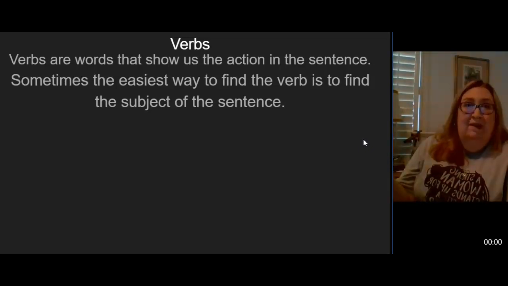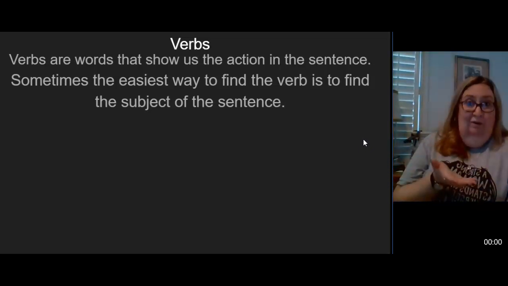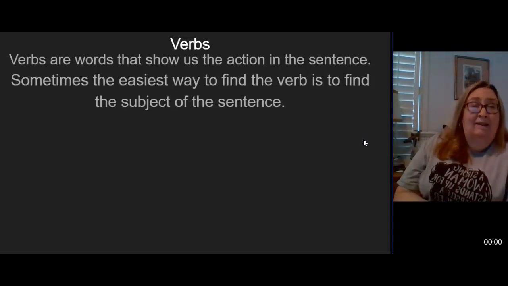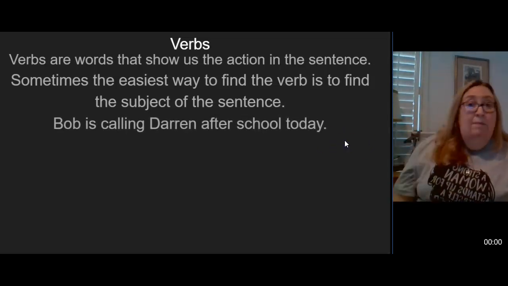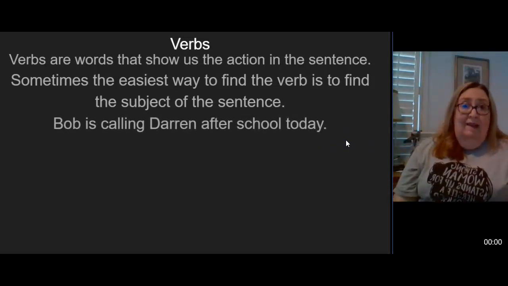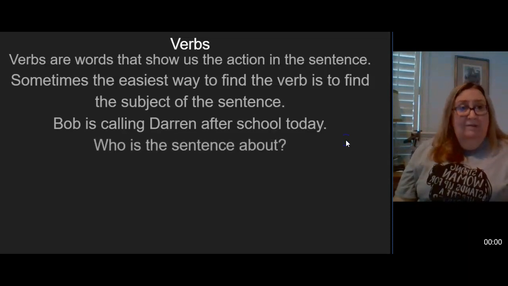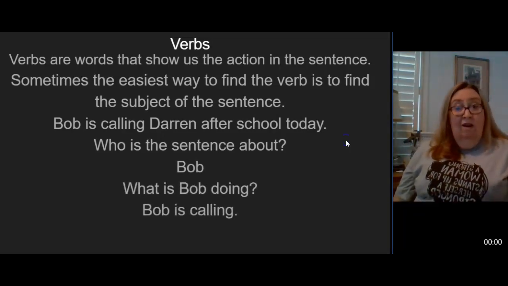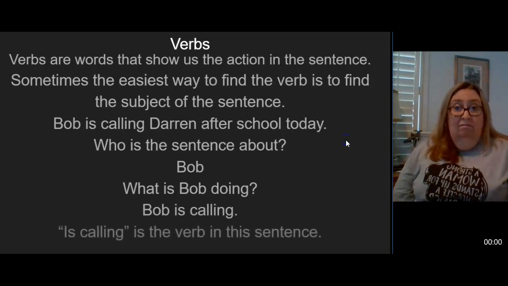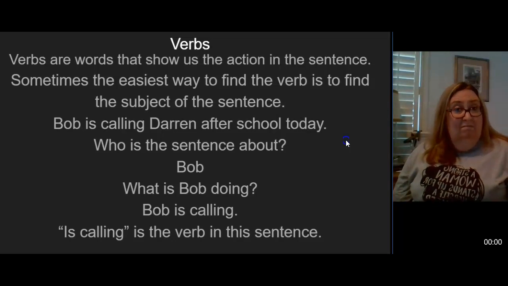We have to have something or someone to do the verb, right? So if we can find that something or someone, then it makes it easier to figure out what's happening in the sentence. So look at the sentence. Bob is calling Darren after school today. Who's the sentence about? Well, the sentence is about Bob. Okay, so what is Bob doing? Bob is calling. So is calling is the verb in this sentence.